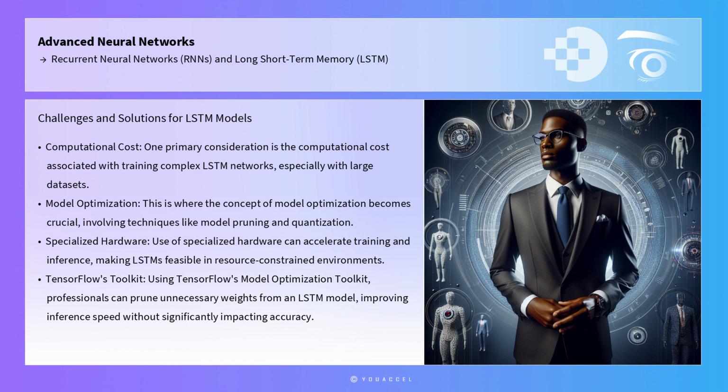Despite their advantages, LSTMs are not without challenges. One of the primary considerations is the computational cost associated with training complex LSTM networks, especially with large datasets. This is where the concept of model optimization becomes crucial. Techniques such as model pruning, quantization, and the use of specialized hardware can accelerate training and inference, making LSTMs more feasible for deployment in resource-constrained environments. For instance, using TensorFlow's model optimization toolkit, professionals can prune unnecessary weights from an LSTM model, reducing its size and improving inference speed without significantly impacting accuracy.